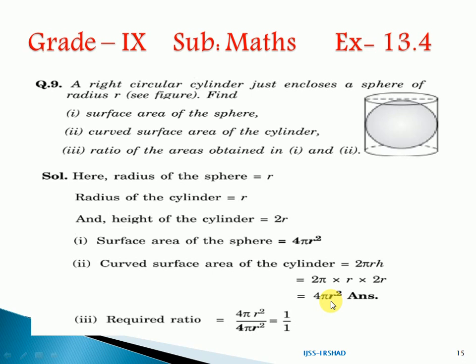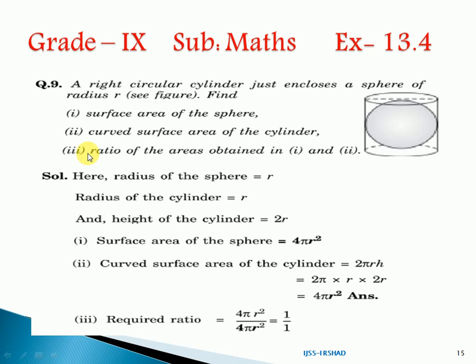That is equal to the surface area of the sphere, because we know the surface area of a sphere is also equal to 4 pi r square. So here in this case both curved surface areas will be the same.